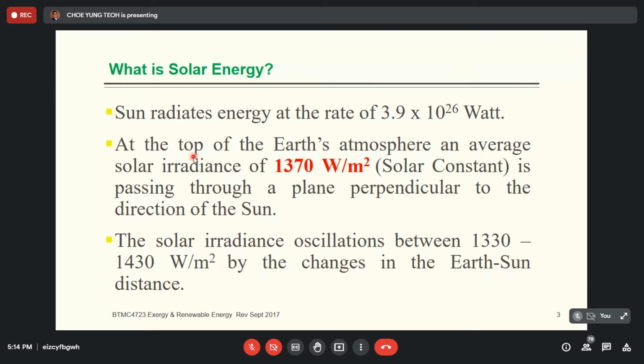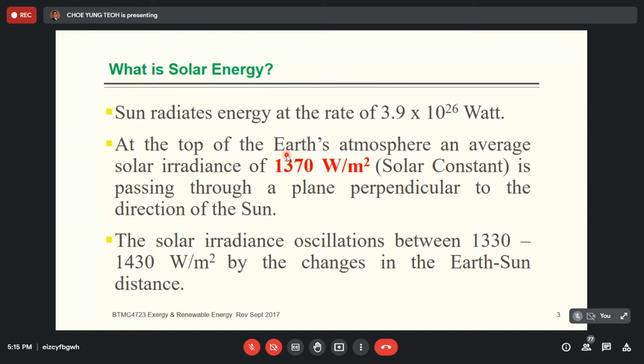So at the top of the Earth's atmosphere, you can see that we talk about the top of the Earth's atmosphere, because we are not able to get an average value at the Earth's surface, because the atmospheric condition is random. It's changing from time to time.